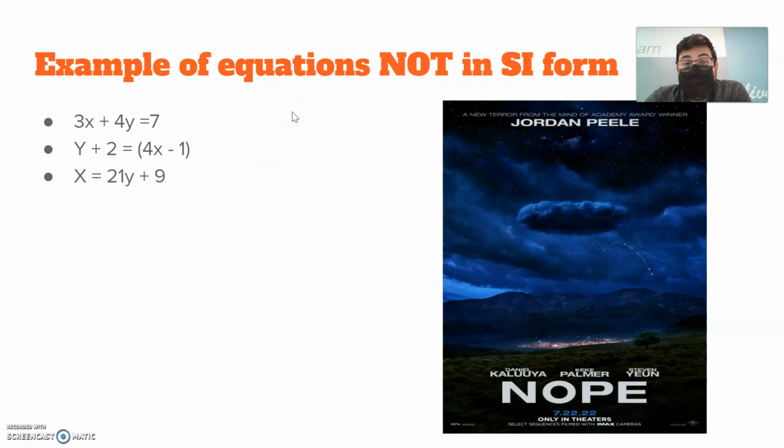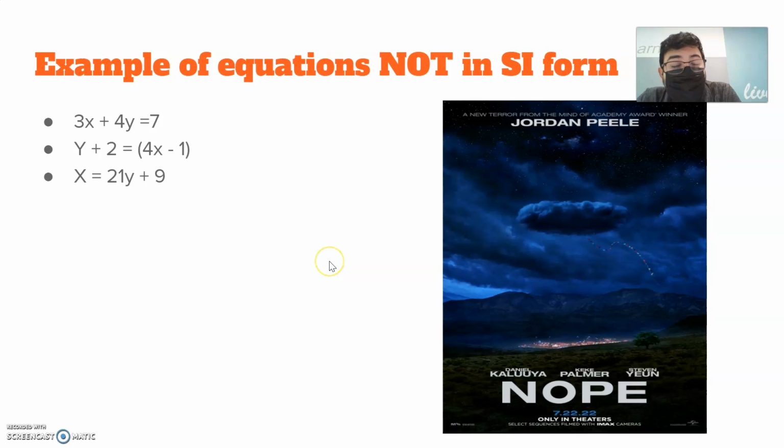So some examples of equations that are not in slope-intercept form. 3x plus 4y equals 7. That has a lot going on. The y is not by itself on one side, and so that is why this one is not slope-intercept form. y plus 2 equals 4x minus 1. The y again is not isolated by itself. And then x equals 21y plus 9 is not in slope-intercept form because the x is by itself and not the y. You can turn all of these into slope-intercept form if you can isolate the y.